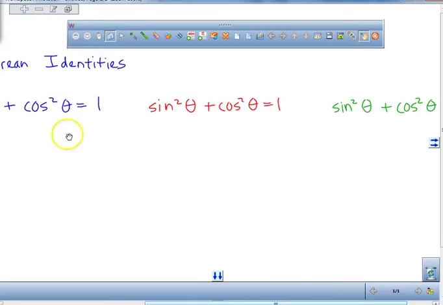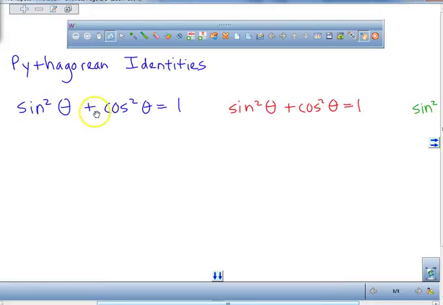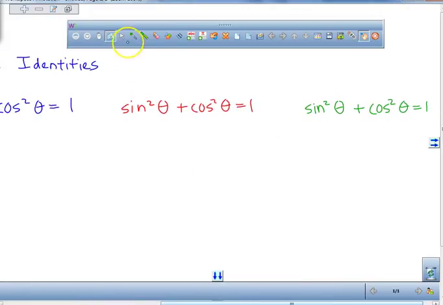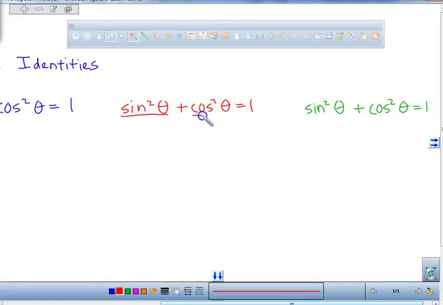Okay, so this is the first one. Sine squared theta plus cosine squared theta equals 1. In the second one that's in red, what I'd like you to do right now is divide every single term by what is called sine squared theta. Okay? So divide everything by sine squared theta, just like that. Now, what is sine squared theta divided by sine squared theta? 1. Plus.